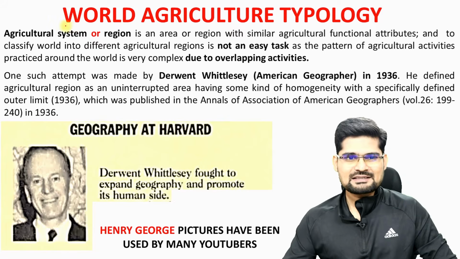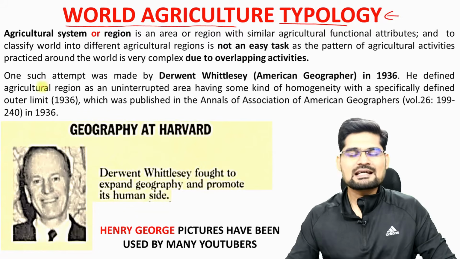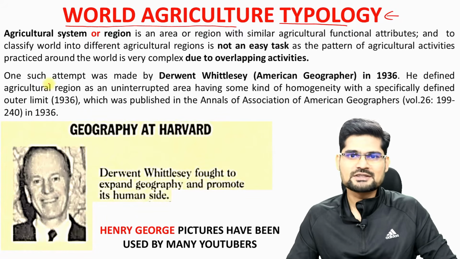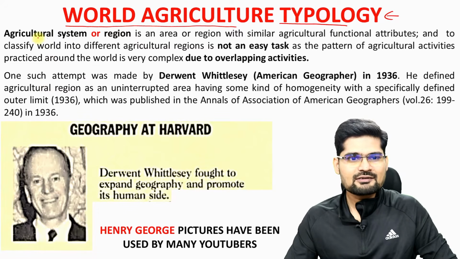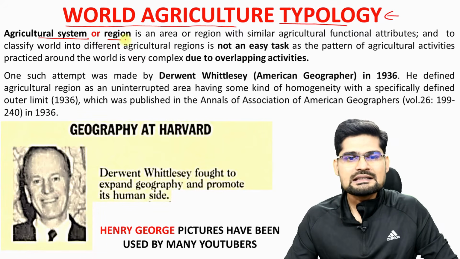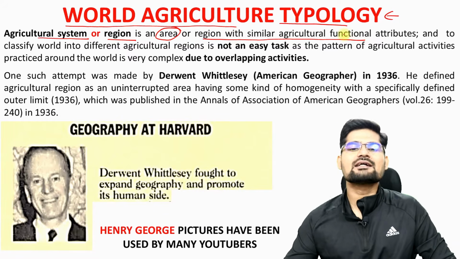So now let's learn about this world agriculture typology, which we also say is classification of different kinds of agriculture across the world. Now the first important thing to consider here is that an agricultural system or region is an area, or we can say a region with similar agricultural functions.